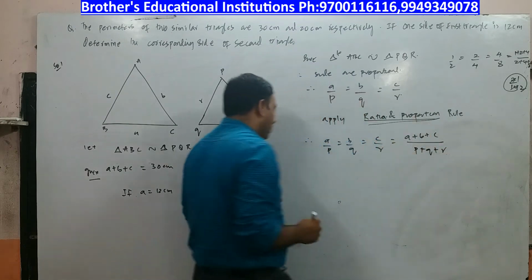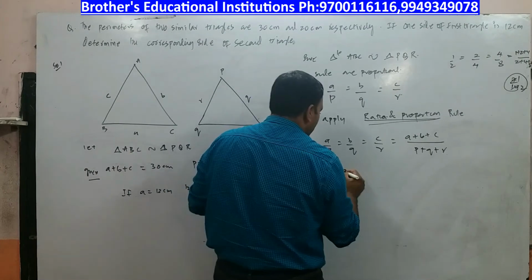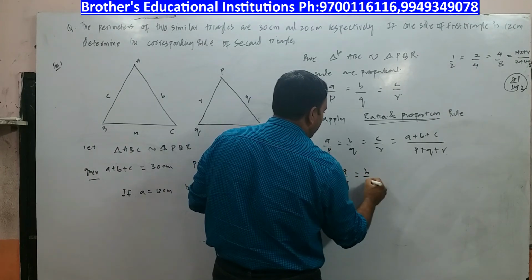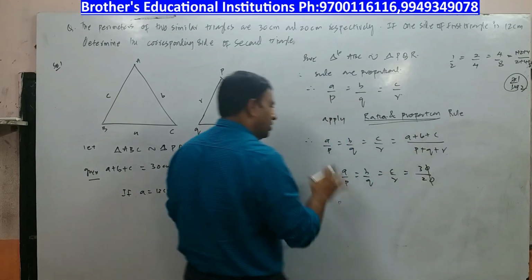But just now, what is A plus B plus C given to you? 30. And what is P plus Q plus R given to you? 20. So I will write A by P is equal to B by Q is equal to C by R is equal to 30 by 20. 0, 0 cancel. You got this relation.